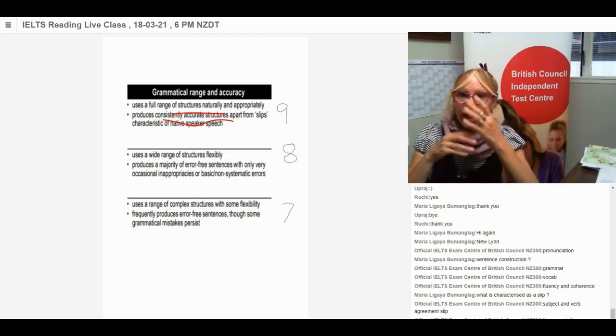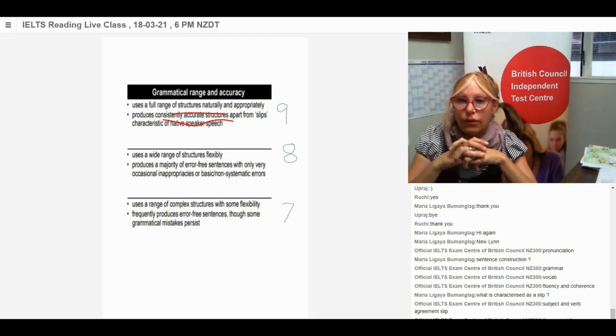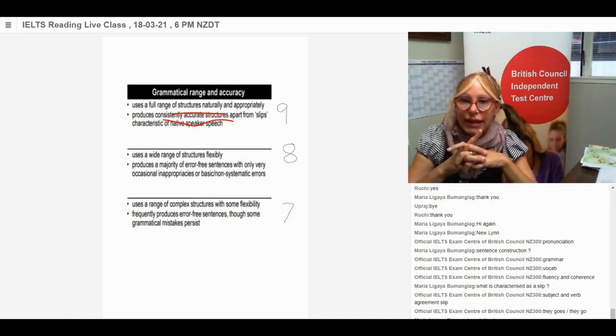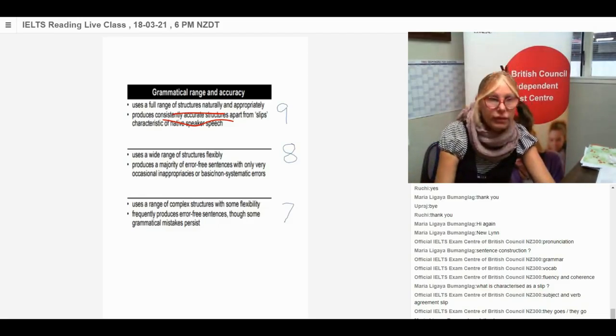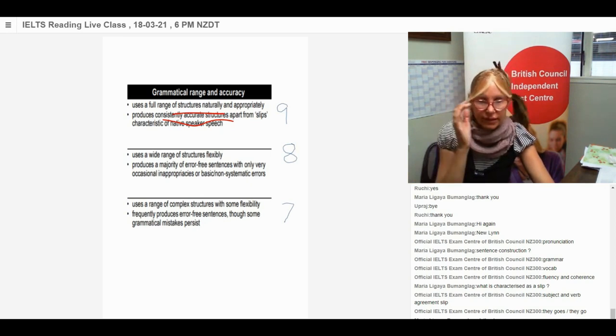All right, so looking at band 8, we have uses a wide range of structures flexibly, produces a majority of error-free sentences with only very occasional inappropriacies or basic non-systemic errors. So a non-systemic error is one that you make only once or twice. Okay, that's what a non-systemic error is.